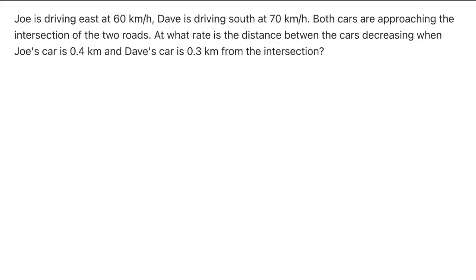Joe is driving east at 60 kilometers per hour. Dave is driving south at 70 kilometers per hour. Both cars are approaching the intersection of the two roads. At what rate is the distance between the cars decreasing when Joe's car is 0.4 kilometers and Dave's car is 0.3 kilometers from the intersection?